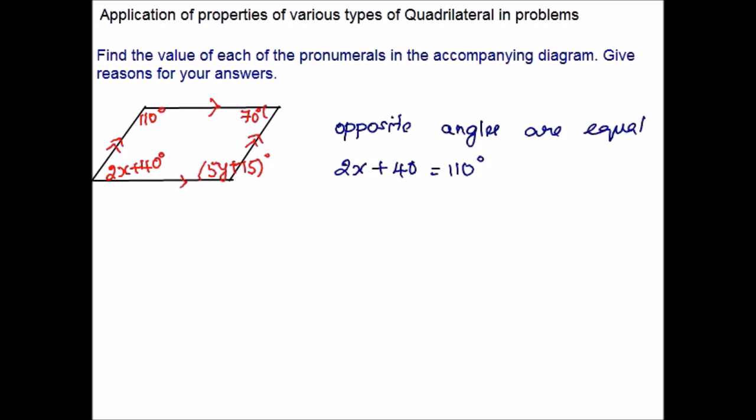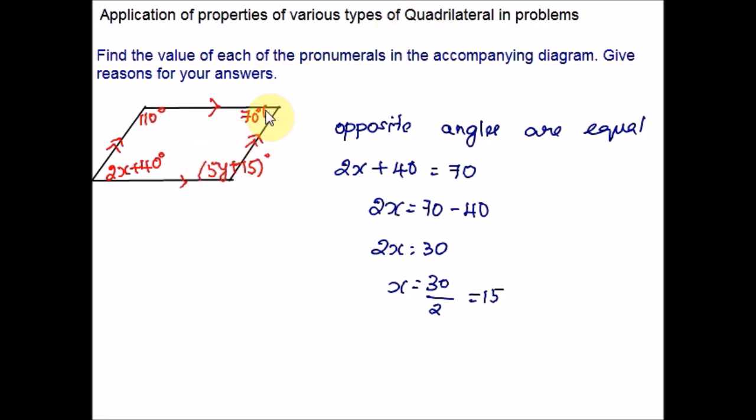Subtract 40 from both these sides and divide both these sides by 2. On dividing by 2, we get x is equal to 15. By the same property, you can find y by equating 5y plus 15 equal to 110. Okay, but I'm going to use the other property.